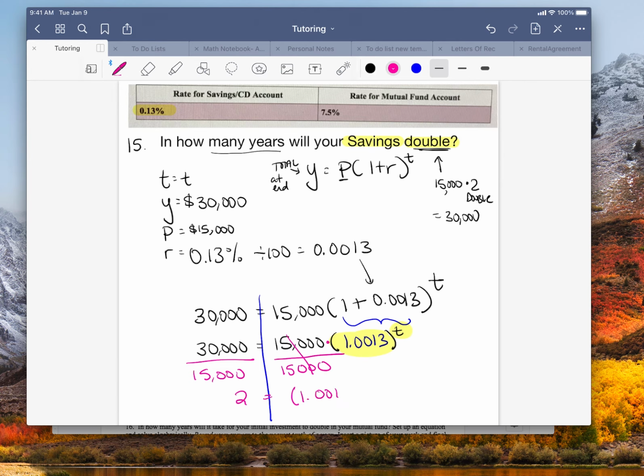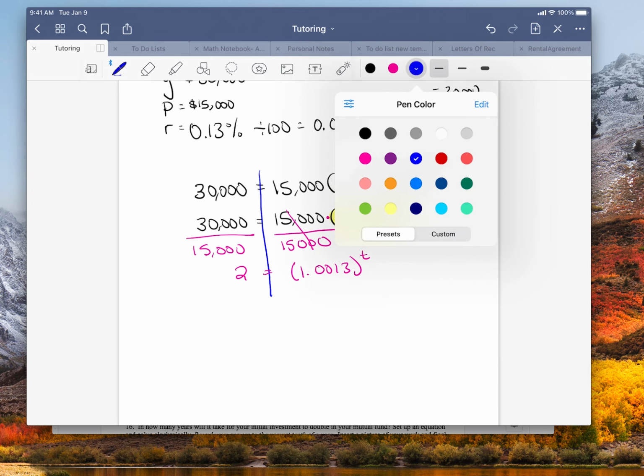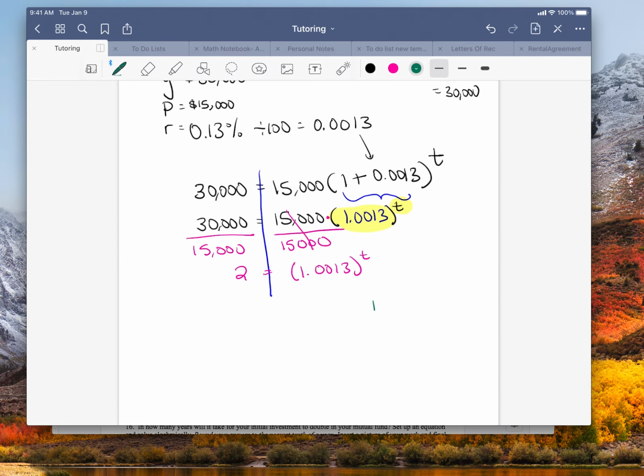And why does it make sense that I have a 2 here? Well, remember we talked about doubling, okay? Well, that's where that 2 is coming from, because it's doubling. Next step, I have to rewrite it in log form. So now I rewrite in log form. And the first thing I did was I isolated the exponent and base. That was step one. This is step two.